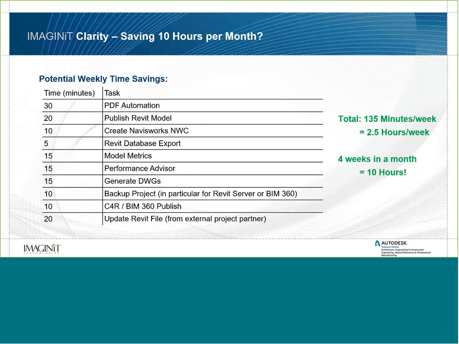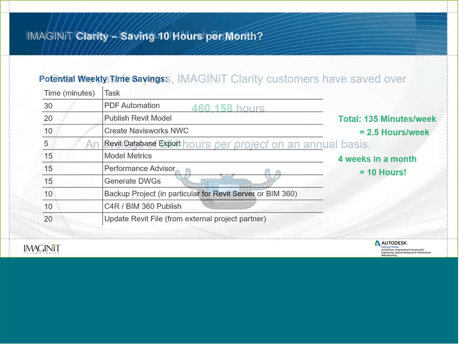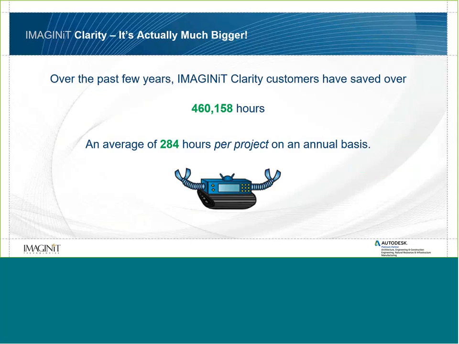So we took all those different types of variables and came back and said, hey, if you've got that Revit robot sitting off in the corner, we've got a total of IMAGINiT Clarity clients running globally that we're probably closer to 500 or 475 or something like that pretty easily now. But the last time we had the official numbers pulled, over 460,000 hours have been saved by people using Clarity products.